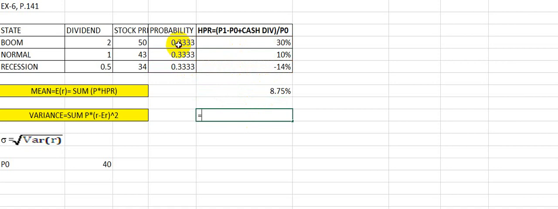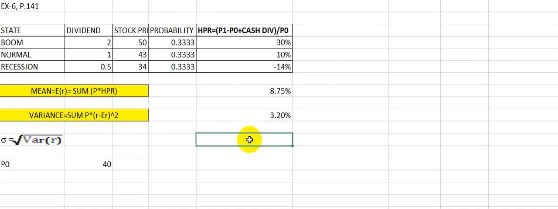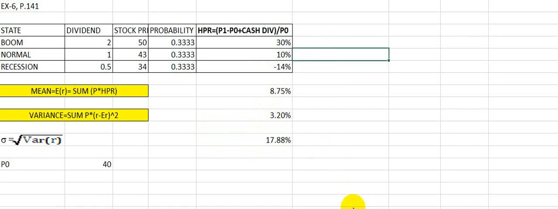Okay. Now the variance, it's sum of probability times R minus expected return squared. So it's equal to P1 times R minus R hat, or expected return, squared, plus P2 times R minus R hat also squared, plus P3 times R minus R hat squared. Okay, and it's equal to 3.20%. Finally, the standard deviation is equal to radical variance. So it's equal to 17.88%.